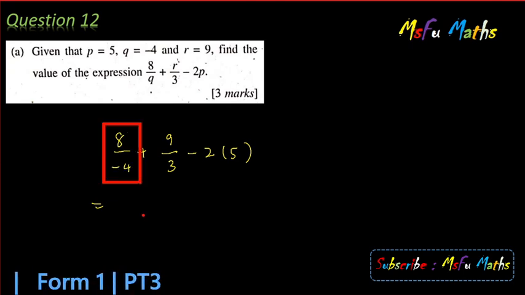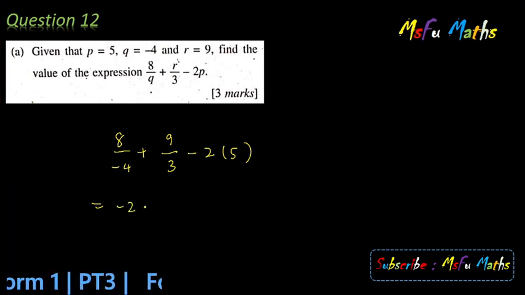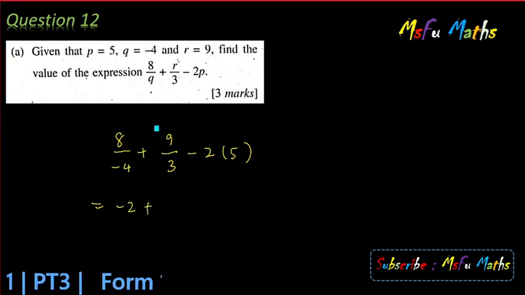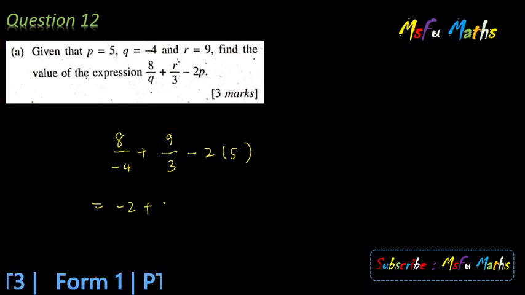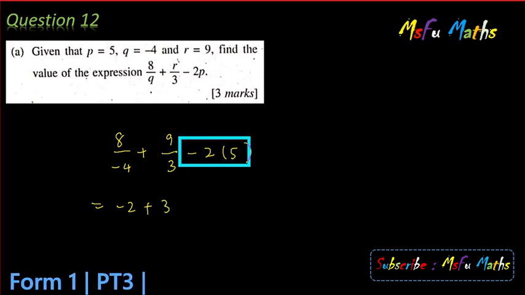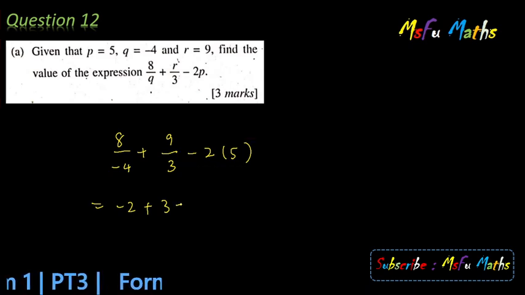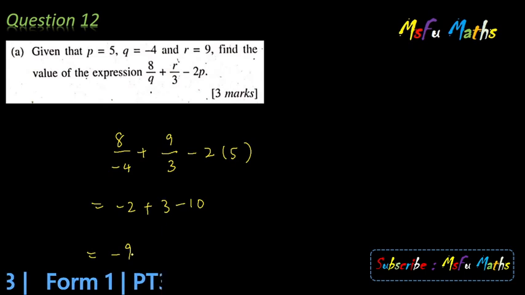Do one by one. 8 over -4 is -2, right? Plus 9 over 3 is 3, right? And here, -2 times 5 is -10. So this one you just -2 plus 3 minus 10, you should get -9. Right? So that's the answer.